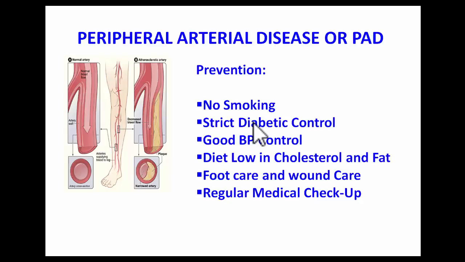Second, we need to have strict control of blood sugar to decrease the rate of progression of the arterial disease in the legs. Similarly, blood pressure control also helps to minimize the further buildup of plaque in the arterial segments. The same principles apply as far as diet is concerned, by lowering cholesterol and fat intake. So by decreasing the LDL cholesterol, which is usually deposited in these plaques, we can decrease the rate of progression of these atherosclerotic blockages.